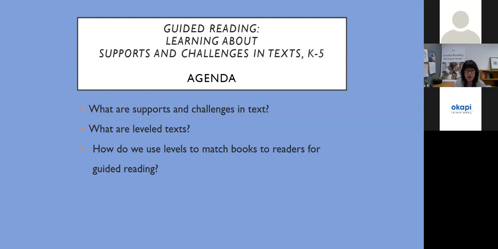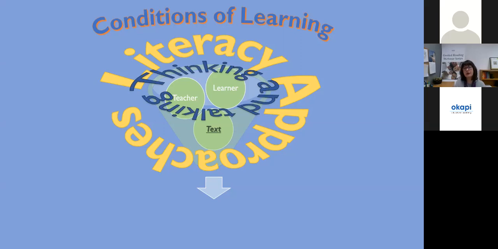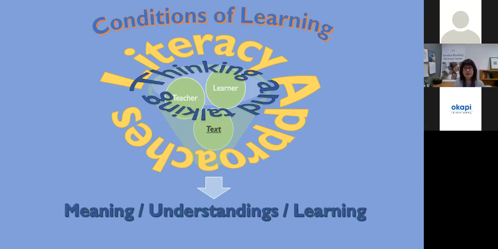So as we get going, let's think about, again, we talked at the beginning about this visual about conditions of learning, the various literacy approaches, and thinking about looking at the teacher, the learner, and the text. Today's session is going to focus on text and thinking about what do we look for and think about when we are using text with kids, because all the thinking and talking that they do around those texts is really critical for the meanings, understandings, and learning to be occurring.